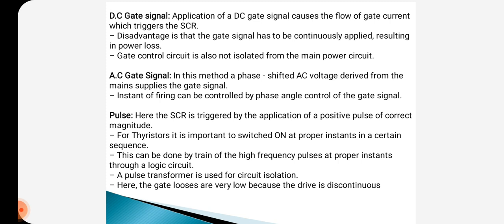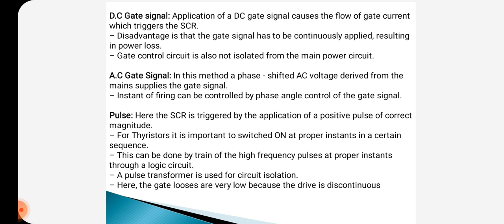Now AC gate signal. In this method, a phase shifted AC voltage derived from the main supply provides the gate signal. The instant of firing can be controlled by phase angle control of the gate signal. Now the pulse signal. Here the SCR is triggered by the application of a positive pulse of correct magnitude.